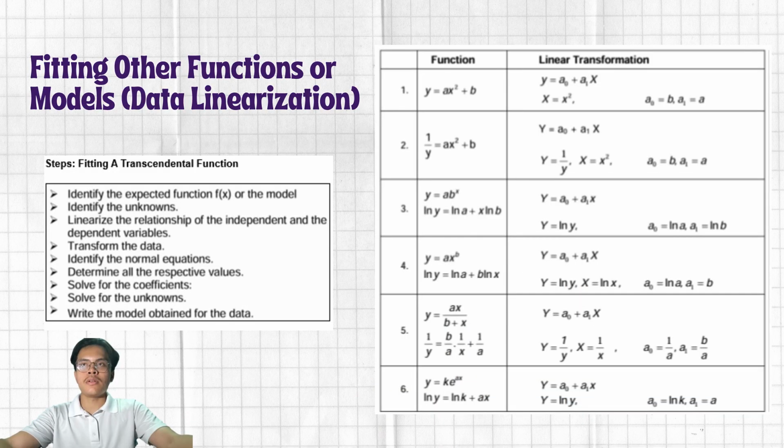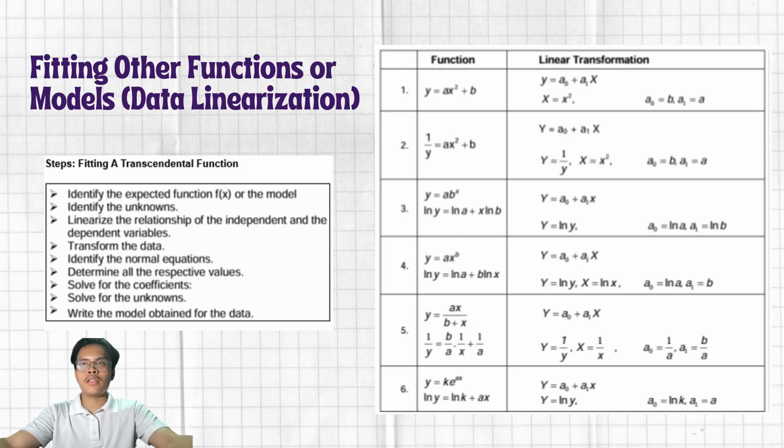As you can see in the table, you have the six main functions: y equals ax squared plus b, 1 over y equals ax squared plus b, y equals a b to the power of x, ln y equals ln a plus x ln b, y equals a x^b, ln y equals ln a plus b ln x. And the list goes on until number 6.